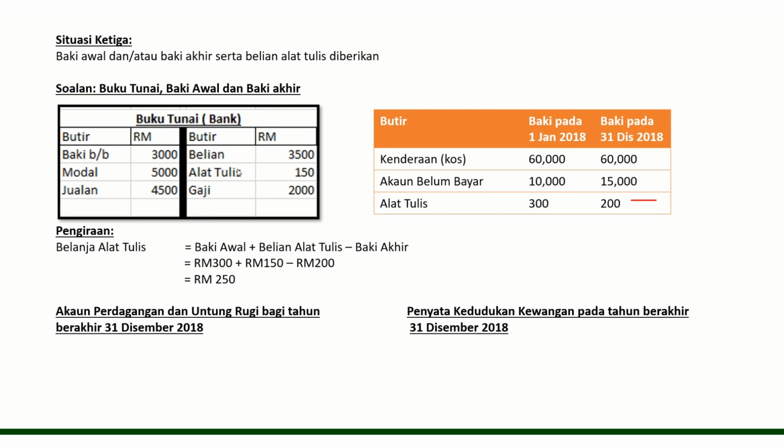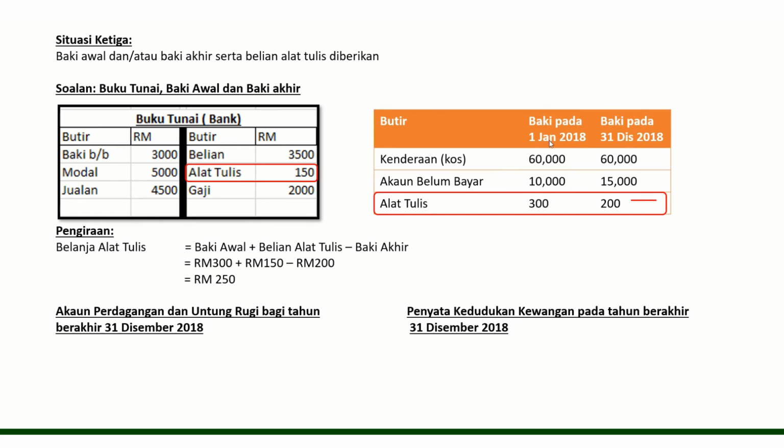And if you see, there is an item here which they have bought alat tulis for 150 ringgit. So this is my belian for that tempoh perakaunan. How much alat tulis did I buy in that tempoh perakaunan? I bought 150. But at the same time, in your baki awal and your baki akhir also, you still have alat tulis. So what does this mean?